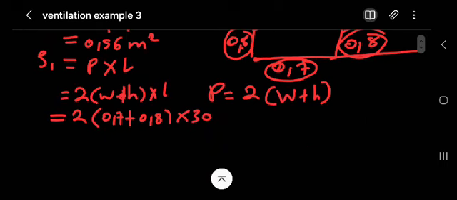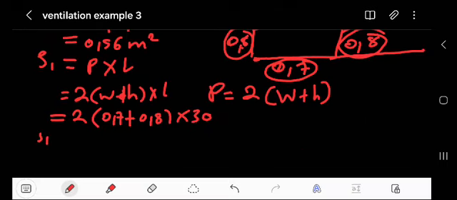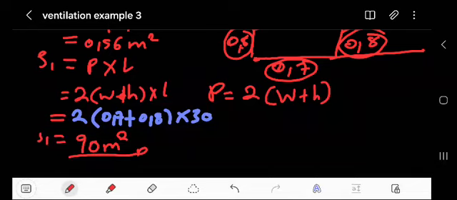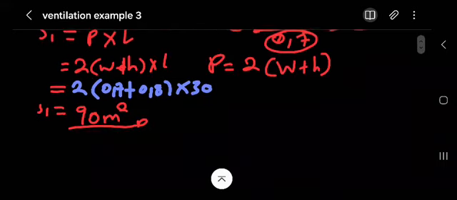If you multiply this, we get S1, the surface rubbing for this one. If you punch this on your calculator, it will be 90. Remember, it will be 90, measured in square meters. This is what we have. We are done with this.